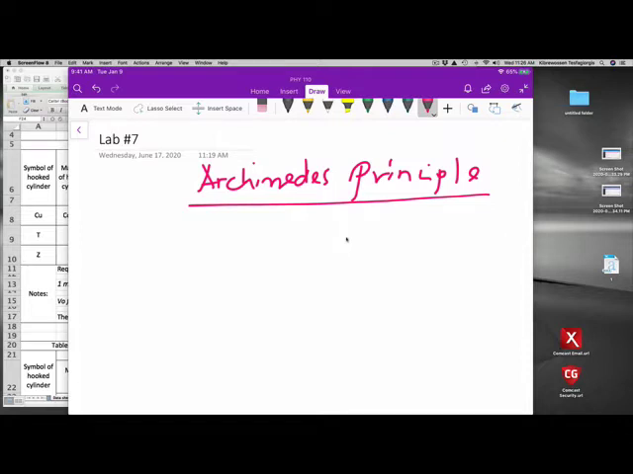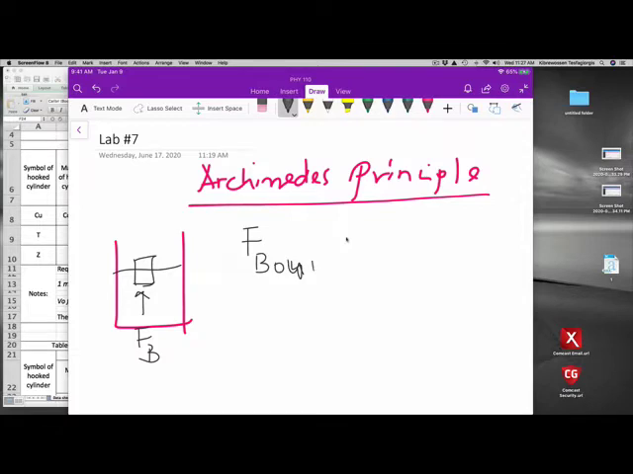That means if you put a wooden block in water, the wood floats because there is an upward force that keeps it up, known as buoyant force. In today's experiment, what we're trying to prove is whether Archimedes' principle is valid or not. The way we are going to proceed is the following.